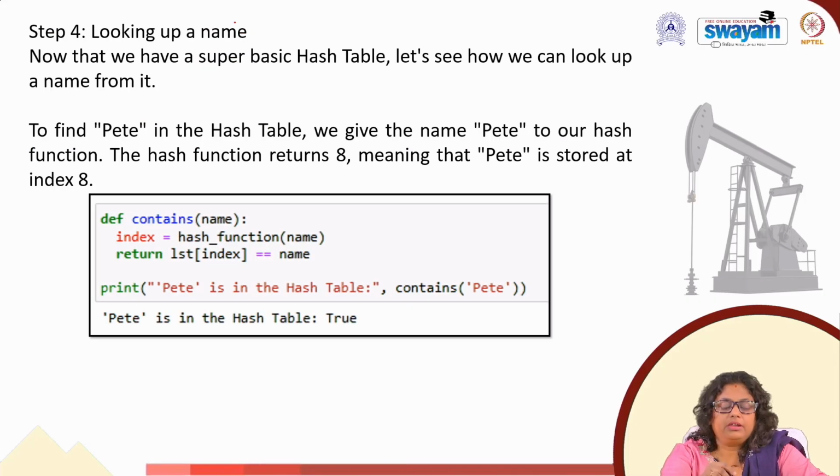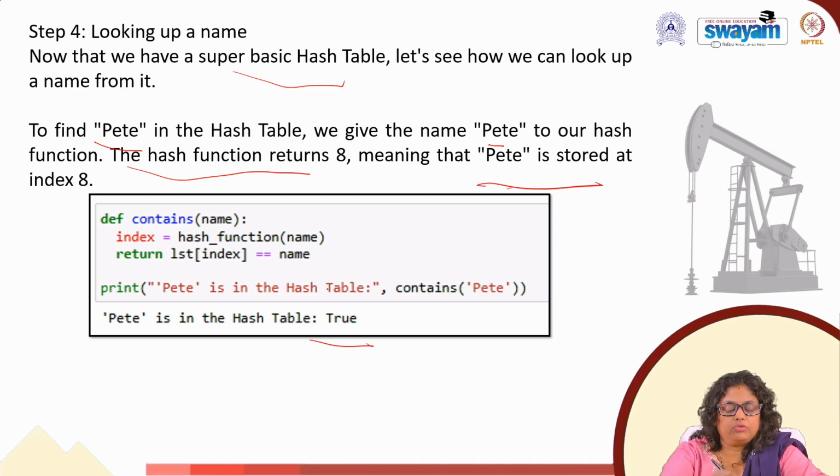Now looking up a name. Now that we have a super basic hash table, we wanted to look for some name. So to find Pete in the hash table, we give the name Pete to our hash function. The hash function returns 8, meaning that Pete is already present. So this is the one we are passing: contains Pete.